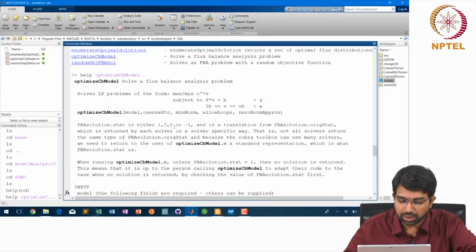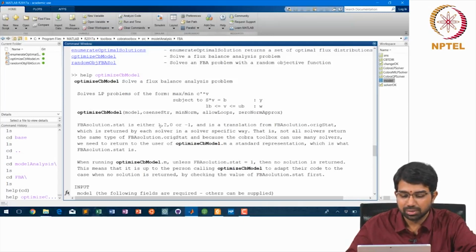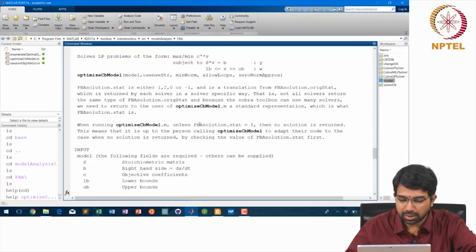The status is basically 1, 2, 0 or minus 1 and is a translation from the solver specific status. So, every solver might return its own status. So, GLPK might return 0 for a successful solution and Gurobi might return 1 for a successful solution, but that is translated to a sensible status here. So, this normalizes across solvers essentially. So, unless this holds, do not look at your solution, it is not useful. This is an important thing to remember.